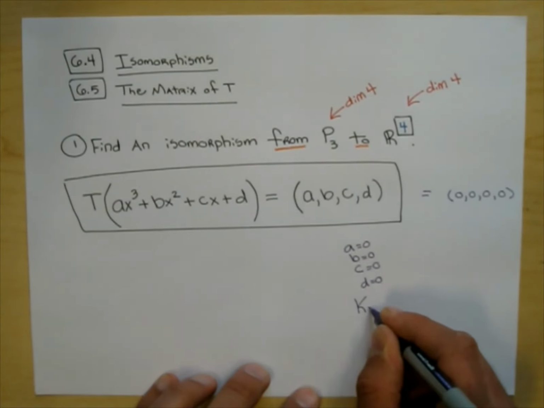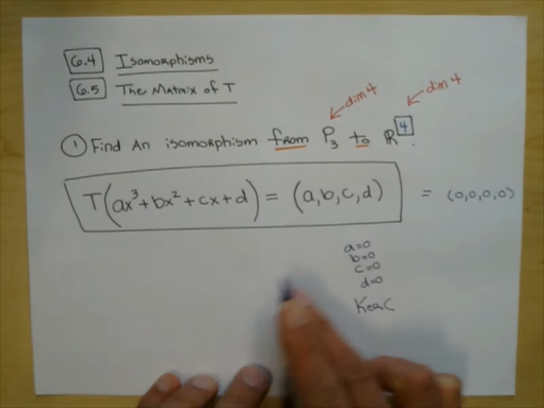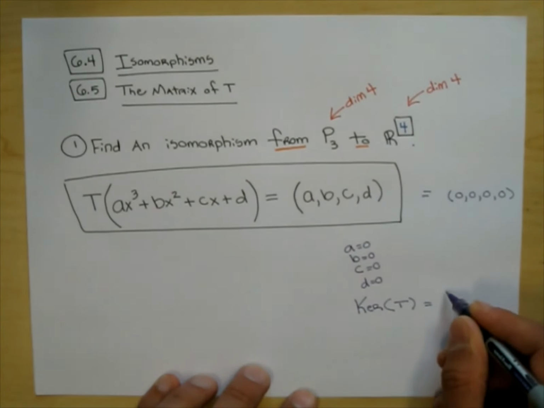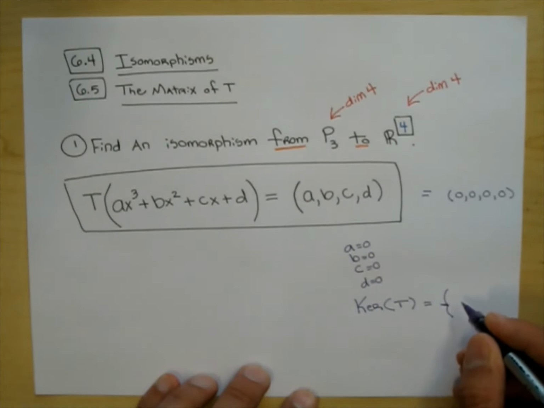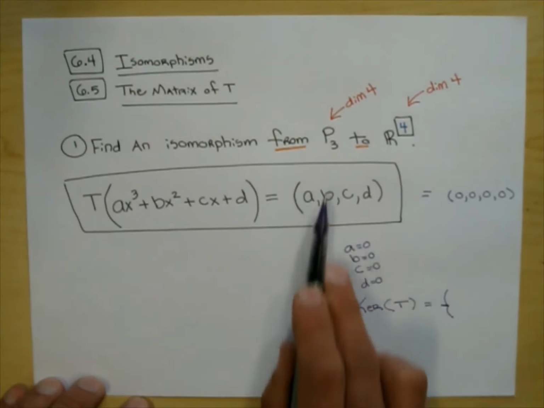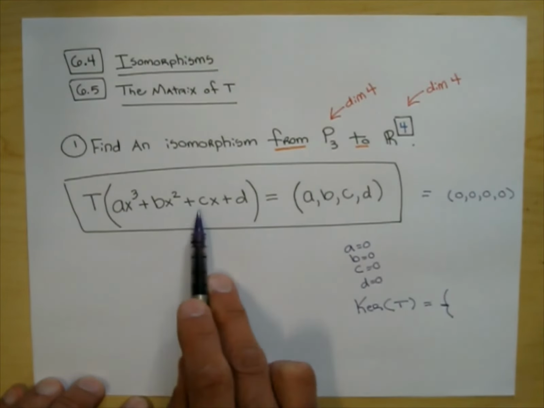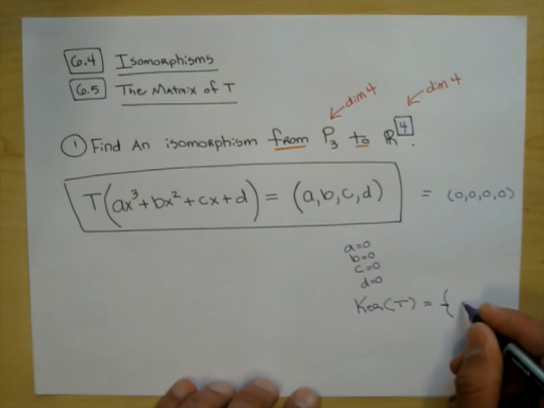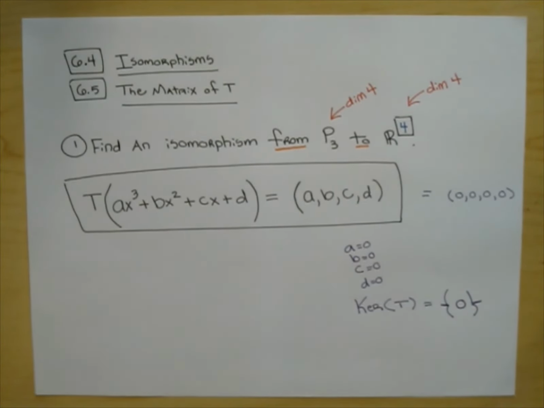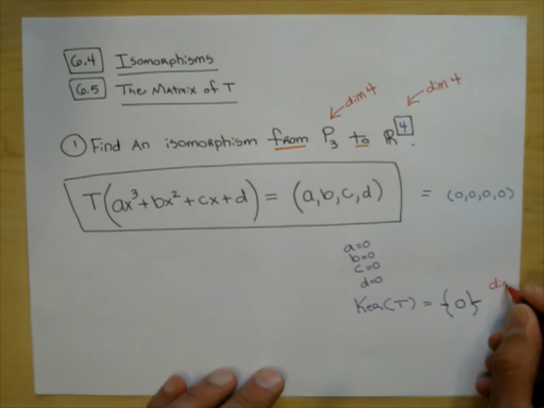So the kernel, now we're done with the problem, by the way. The kernel of this linear transformation is the zero vector from P3, which if you put zeros in for A, B, C, and D, it is just the polynomial 0. That's what the kernel is. And it has dimension 0.